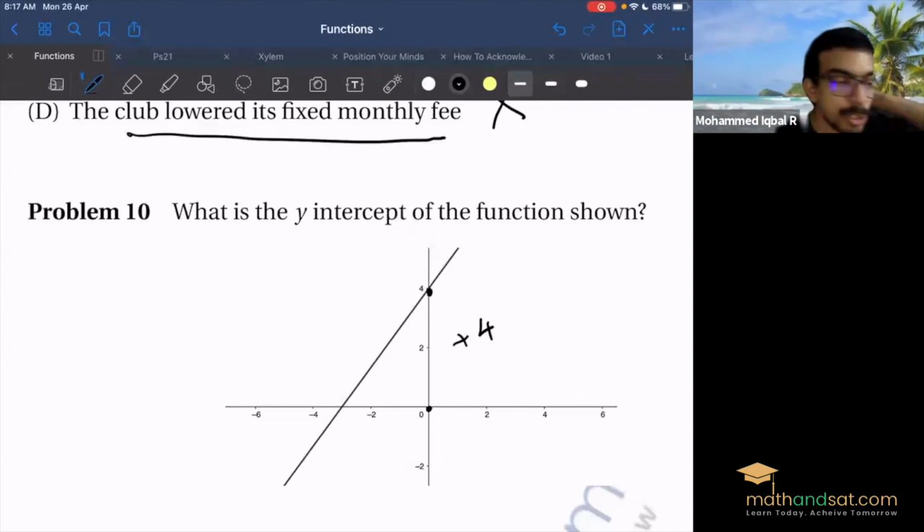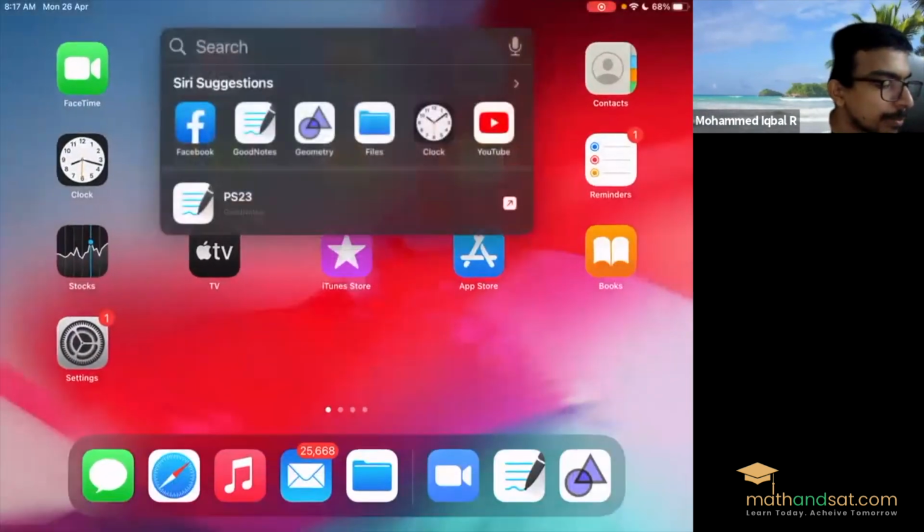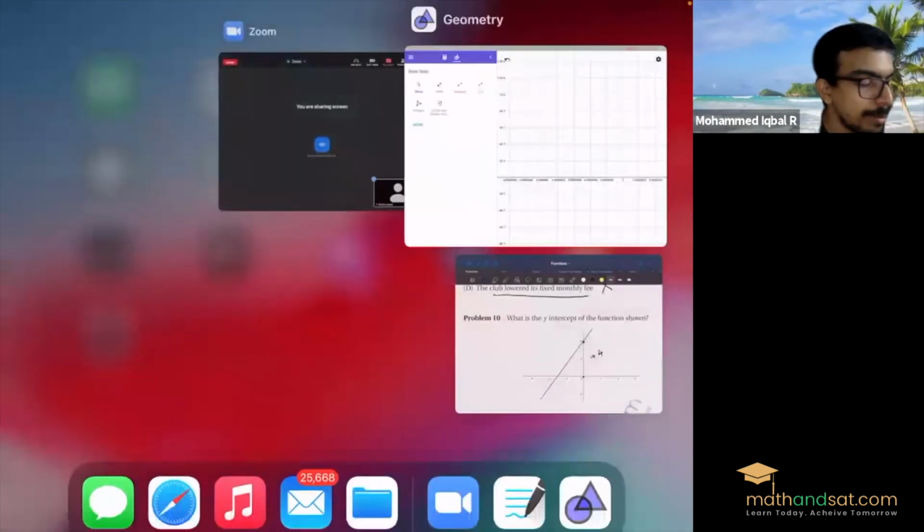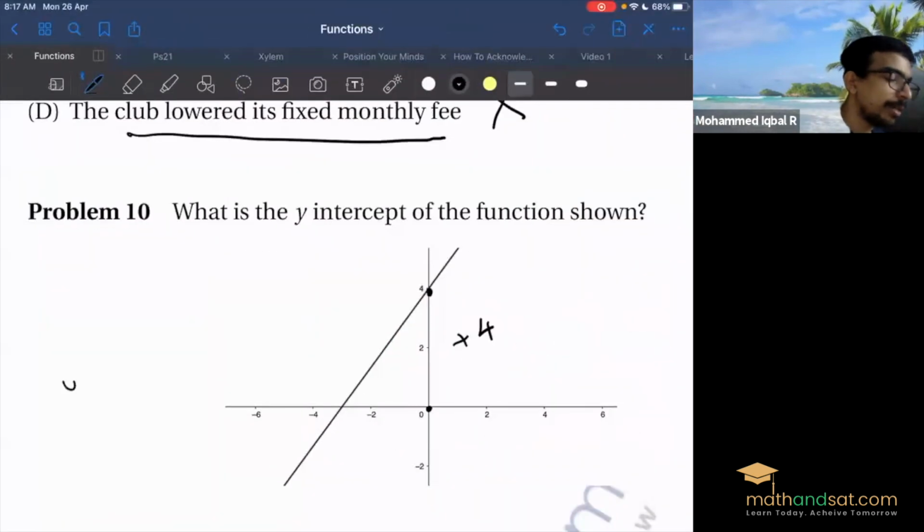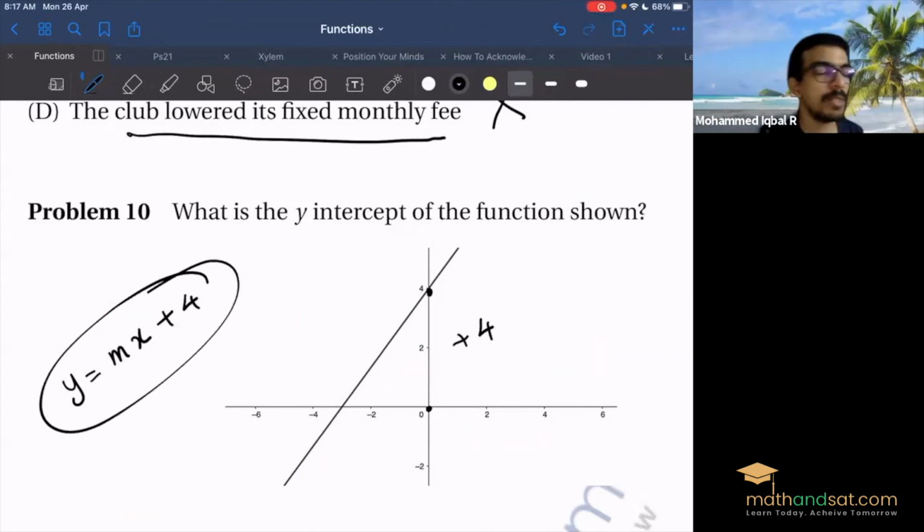I'll just quickly show you a simulation and then we'll wind up. Now suppose we have a straight line, y is equal to mx plus 4. What does that mean? It is a straight line with slope m and y-intercept 4. Now I just want to show you what happens when you keep varying m.